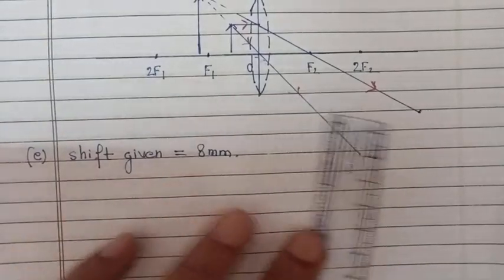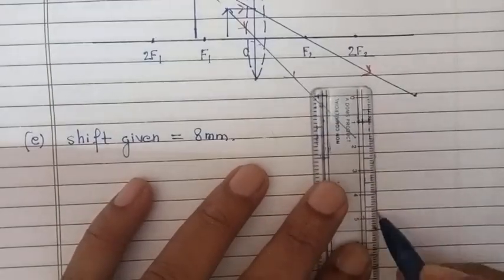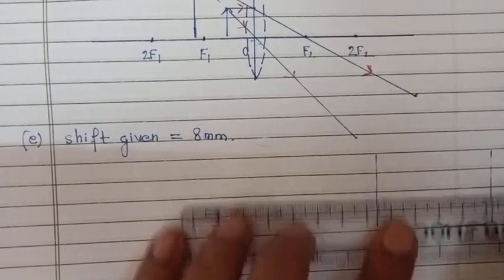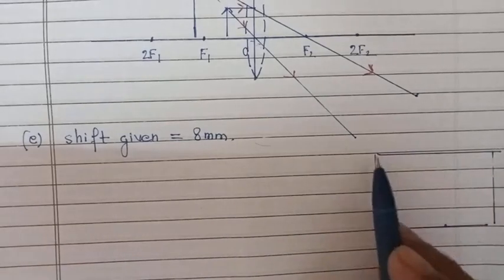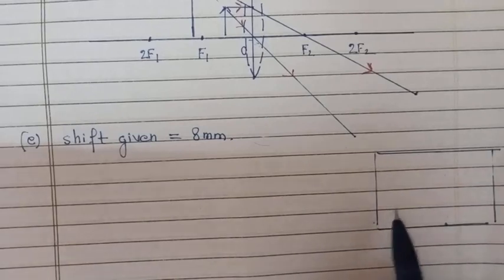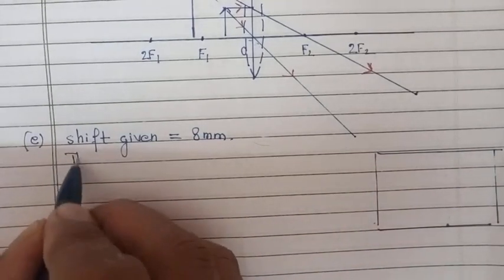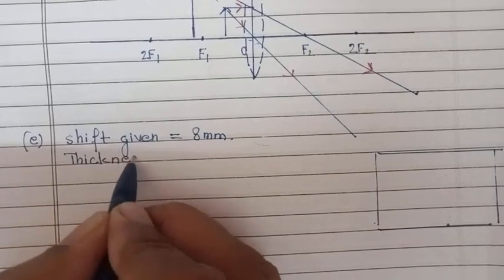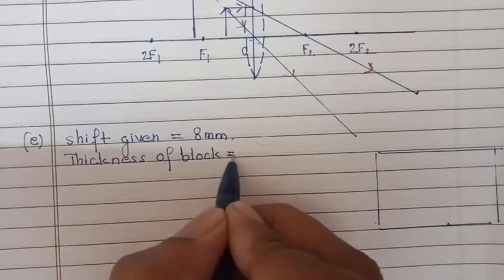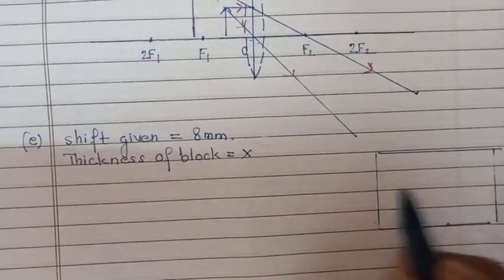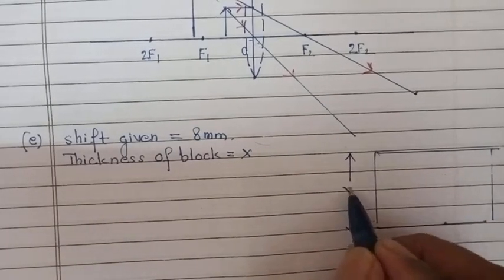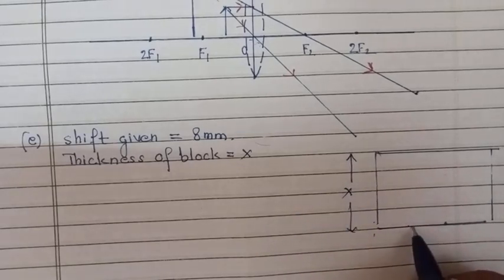Now if I try to explain with the help of diagrams, it will be easier for you to understand. See, this is a glass block, right? Now we don't know the thickness of the glass block, and the question says that we have to find the thickness of the glass block. So let the thickness of the block be X. So this is the thickness of the glass block, this is X.